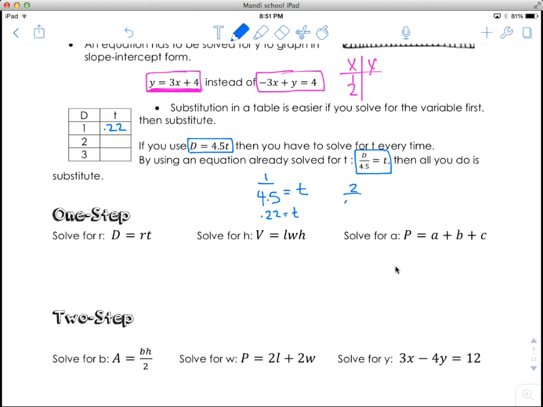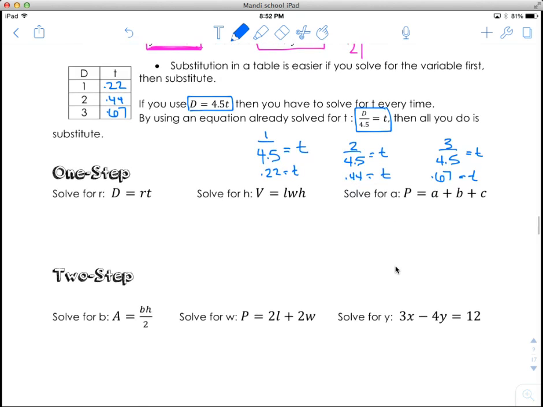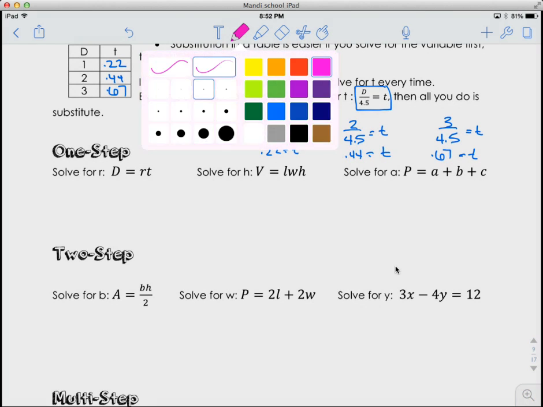Or 2 over 4.5 equals t. So t is equal to 0.44. Or 3 over 4.5 equals t. So t is equal to 0.67. So instead of having to solve for t every single time, I could just plug the numbers into my calculator and go. So solving literal equations is important. So let's look at some one step.